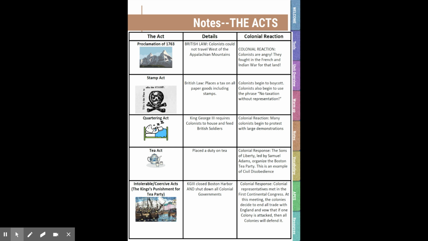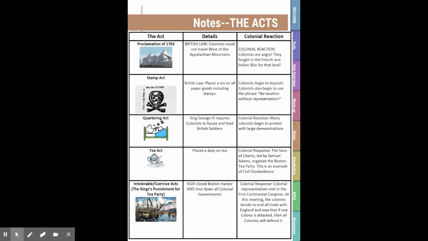So he's going to punish them by passing the Intolerable Acts, also known as the Coercive Acts. The king is going to close the Boston Harbor and shut down all colonial governments, and then he's also going to place all these taxes, all these acts, back on the colonists.